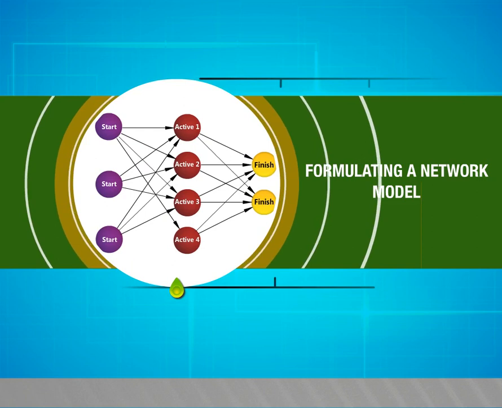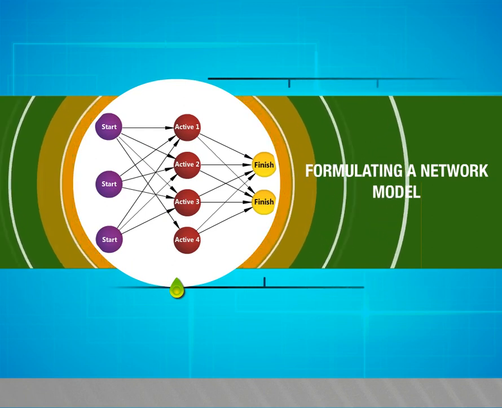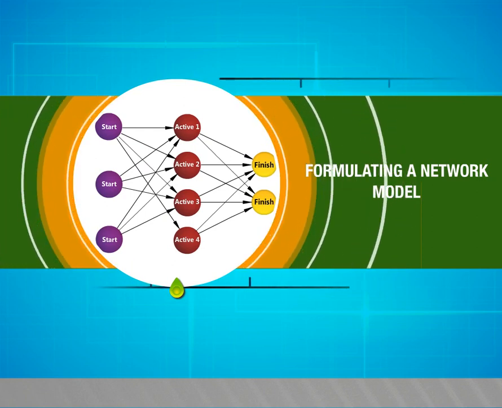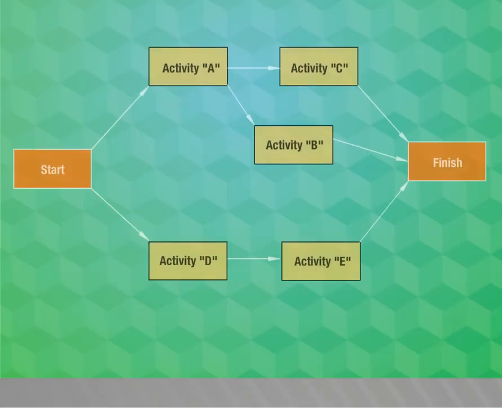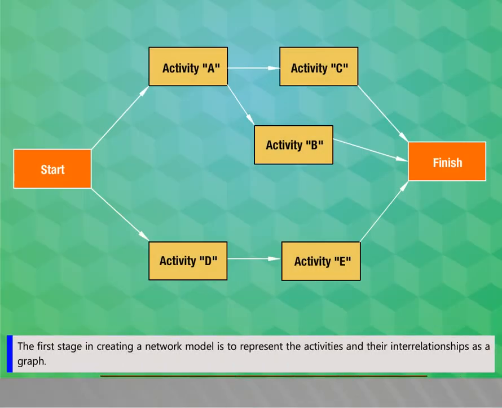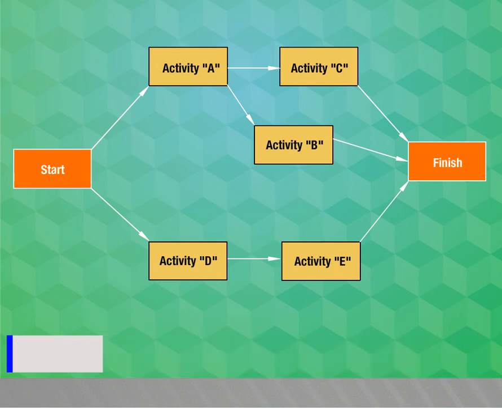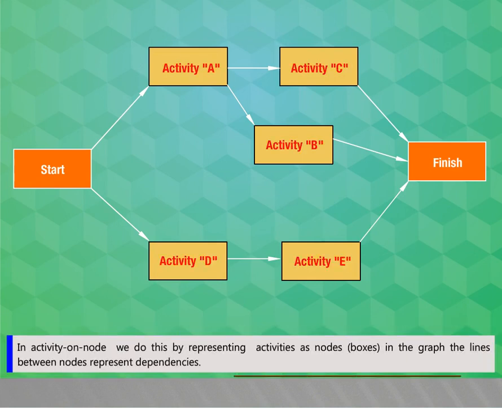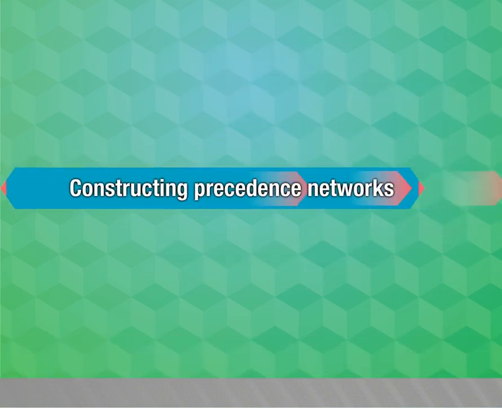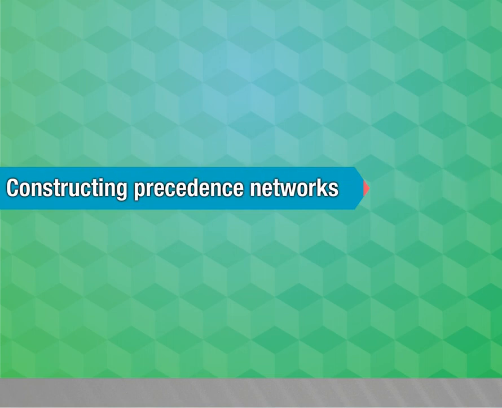Formulating a network model. In this video, we are going to see about formulating a network model. The first stage in creating a network model is to represent the activities and their interrelationships as a graph. In activity-on-node, we do this by representing activities as nodes, that is boxes in the graph. The lines between nodes represent dependencies. Constructing precedence networks.